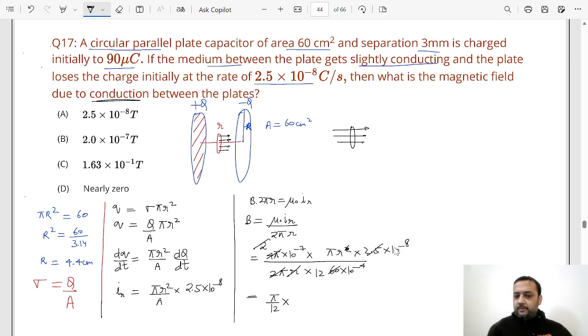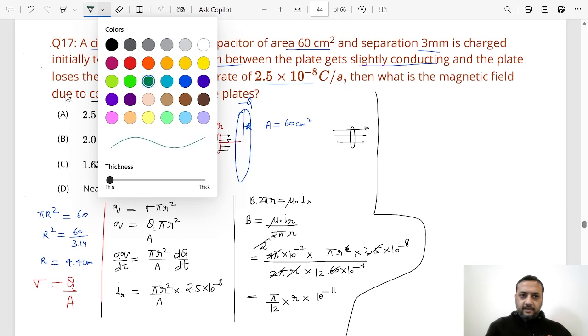Okay, 10 to the power minus 7 into 10 to the power minus 8 upon 10 to the power... and one r is also remaining here in the numerator, and 10 to the power minus 7 into 10 to the power minus 8, that means 10 to the power minus 15, and this 4 will go in the numerator, so this will become 10 to the power minus 11. Okay, now again, if you see this value, it is a very, very small value. In fact, let me show you.